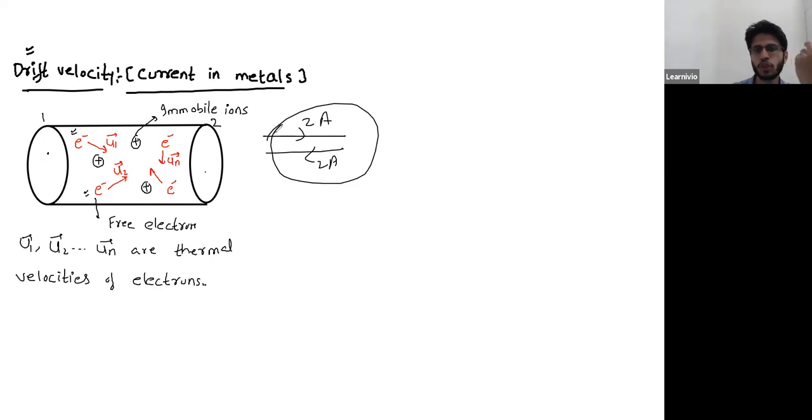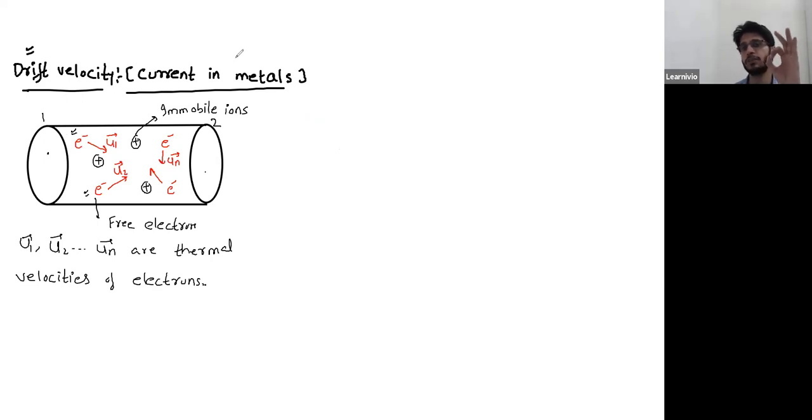Zero. They cancel out each other. This is what's happening in this wire. Each and every electron generates some current. But due to the motion of electrons, those currents get cancelled out. So instead of saying that currents cancel out, we say there is no net movement of electrons.